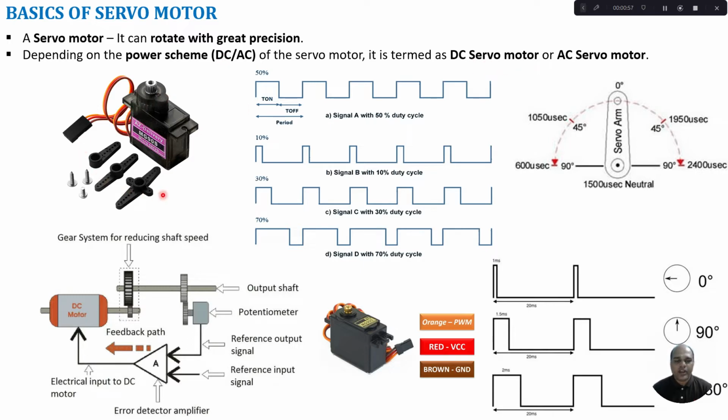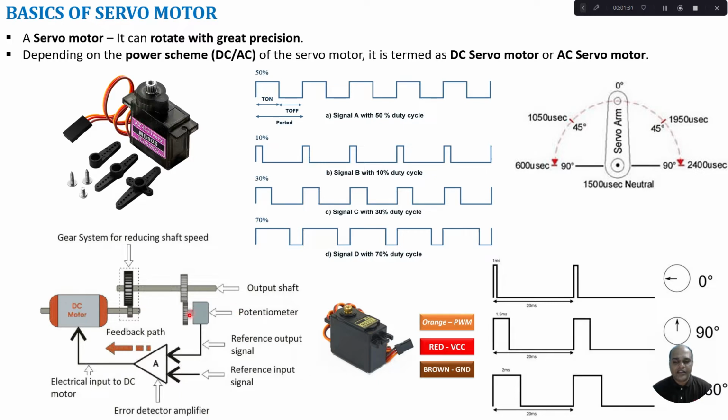Here I show a typical servo motor which comes with different types of shaft. When you look at the internal architecture of the servo motor, it consists of a DC motor. In order to reduce the speed of a DC motor, a gear system is introduced and connected to the shaft of the DC motor. Thereby the speed of the DC motor gets reduced, and the position of the servo motor shaft is measured using a position sensor or a potentiometer.